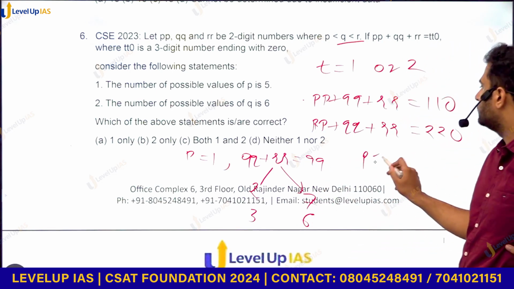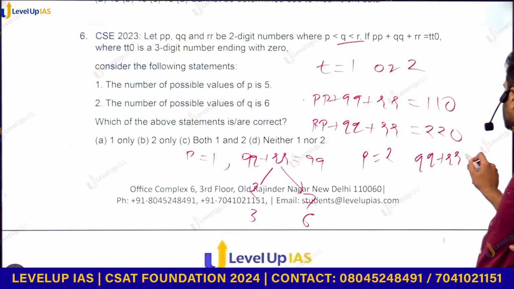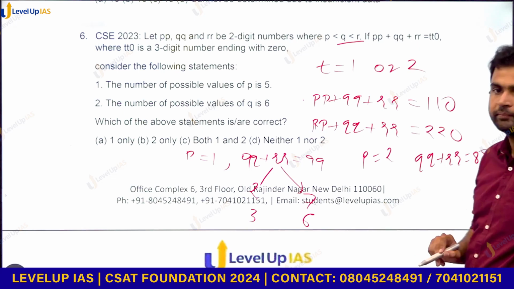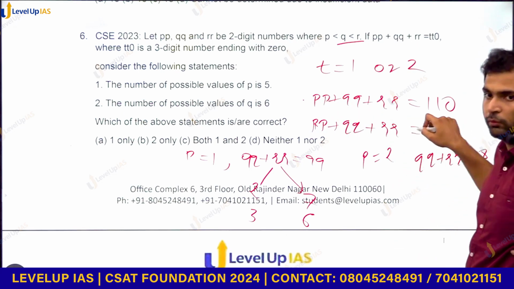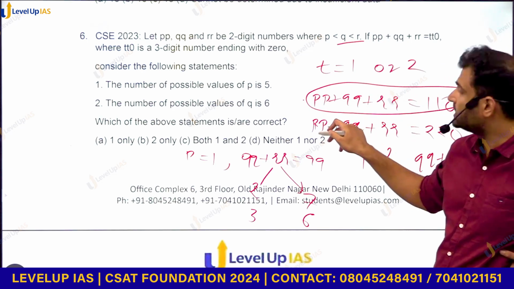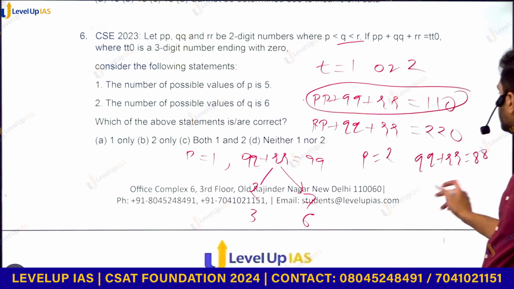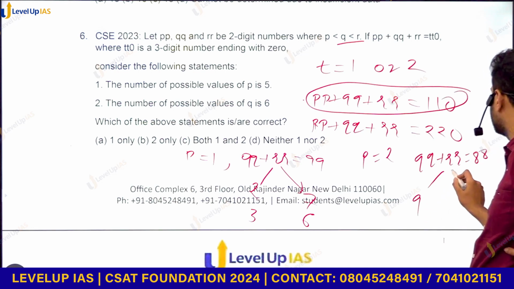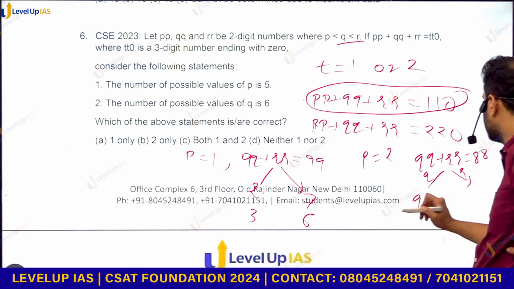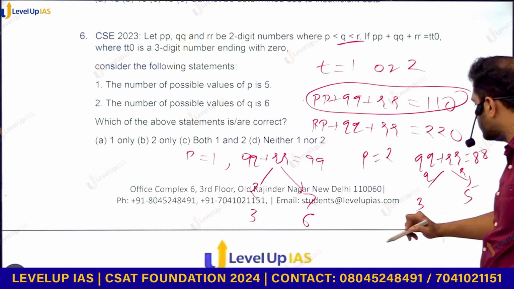For P is equal to 2, what do we have? We have QQ plus RR is equal to 88. We just subtract 22 from 110. We are considering this particular case. Similarly, we have to consider this particular case. If P is 2, then we have QQ plus RR as 88. Now if Q is 3, then R is 5. If Q is 4, then R is also 4, but Q is less than R, so we have to reject this case.